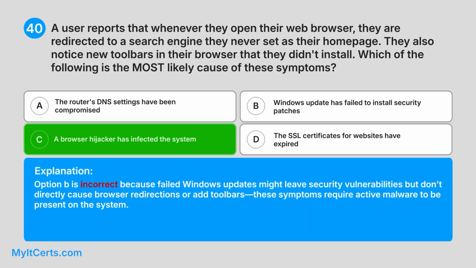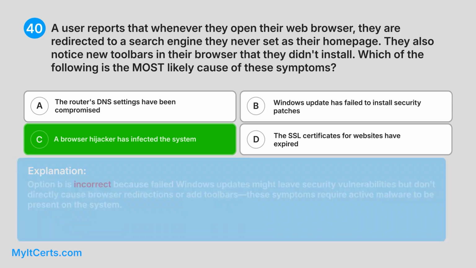Option B, Windows Update has failed to install security patches, is incorrect because failed Windows updates might leave security vulnerabilities, but don't directly cause browser redirections or add toolbars. These symptoms require active malware to be present on the system.